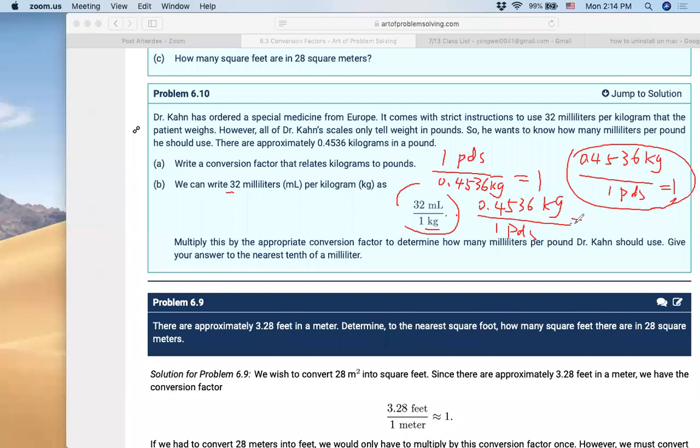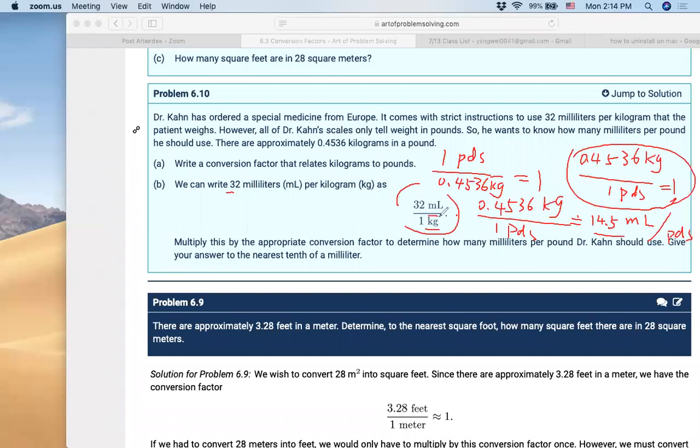Right? So then you use 32 times 0.4536. See what you get. Then I will do this multiplication. This one roughly equals 14.5 milliliters, and that's in units based on per pound. That would be the correct answer, right?